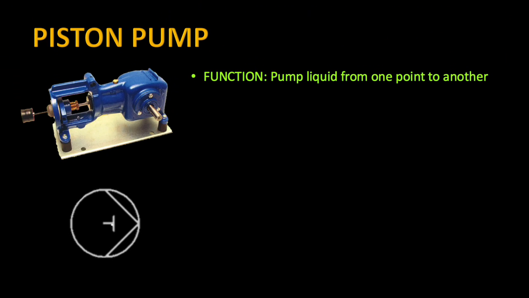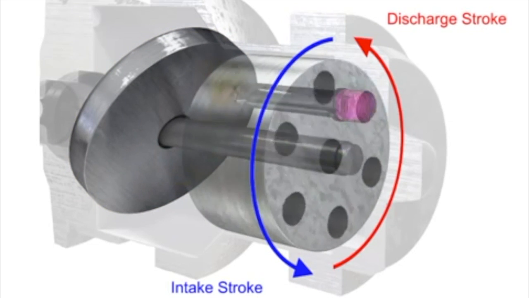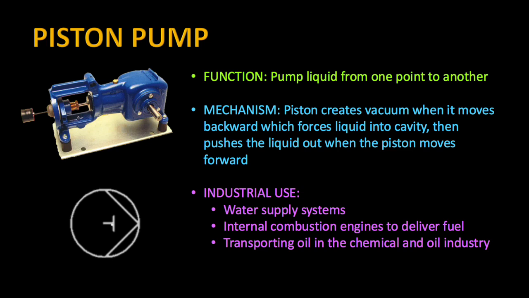A piston pump's function is to pump liquid from one point to another. When the piston moves backward, liquid is drawn into the cavity, and when the piston moves forward, liquid is discharged. Piston pumps are industrially used in water supply systems, internal combustion engines to deliver fuel, and transporting oil in the chemical and oil industry.